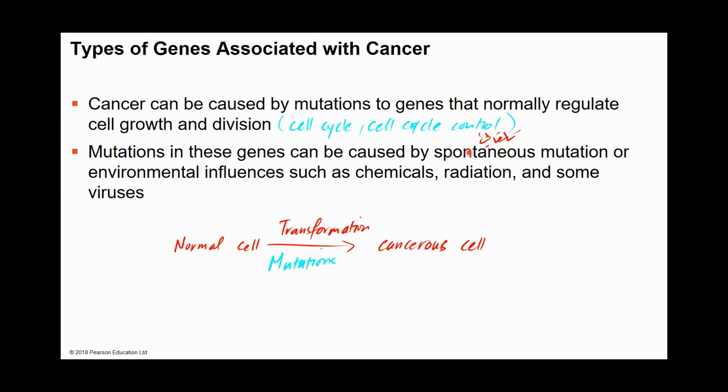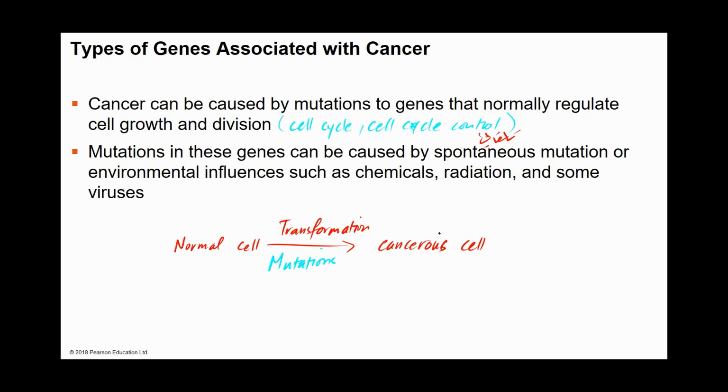Also, we have some chemicals, radiation, some physical, chemical, or biological agents. If you remember, we discussed this in chapter 17. Some chemical, physical, and biological agents might also cause mutations. So whatever the cause of the mutations, if these mutations happen in genes that are important for regulating cell growth and division, they might lead to the transformation of a normal cell into a cancer cell.